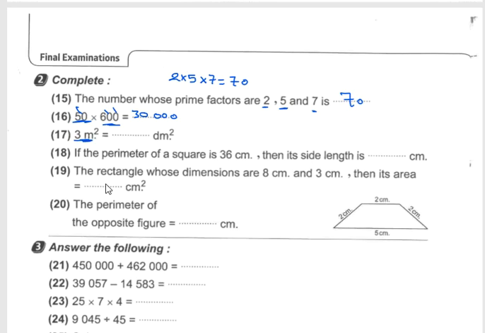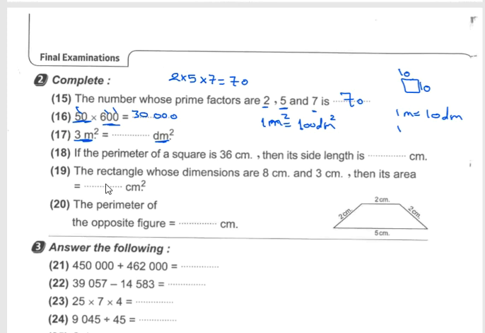3 square meters equals how many square decimeters? We studied before that 1 square meter equals 100 square decimeters. Why? Because 1 meter equals 10 decimeters, but we talk about square, so we have 10 times 10 equals 100.